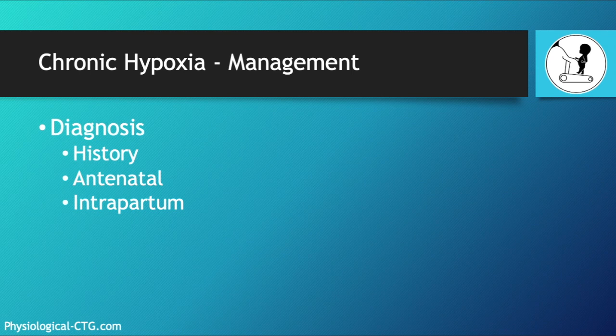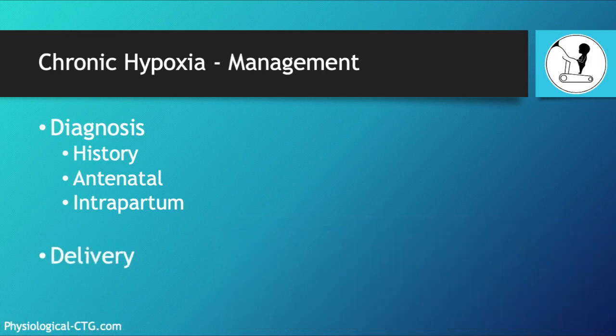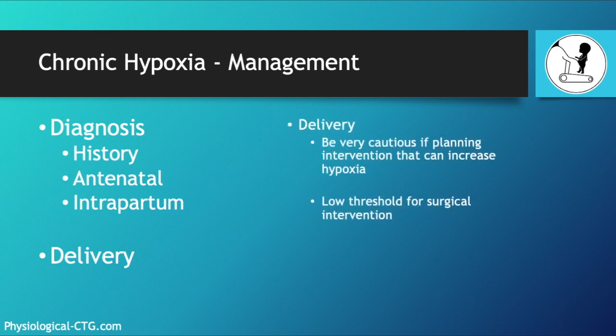When presenting in labor, we look for the cardinal signs of chronic hypoxia. We basically ask or assess whether the fetal heart rate is appropriate for this baby and gestational age, whether this baby has normal variability and cycling, the presence or absence of accelerations, shallow or late decelerations, and we consider the wider clinical picture for this baby. And finally, once we have made the diagnosis, it is crucial to be extremely cautious if you are planning any intervention that may increase the risk of hypoxia, with a low threshold for surgical interventions.